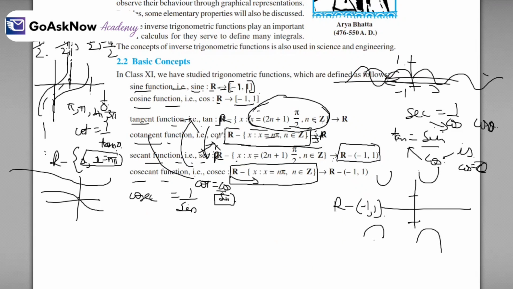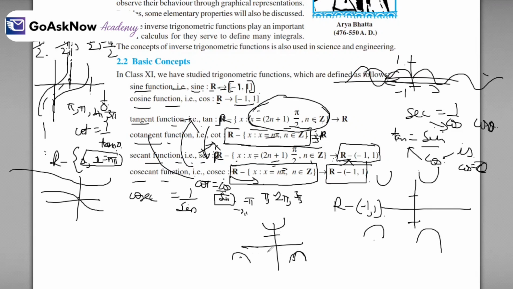So you can remember that the domain of cot and cosec is similar: R minus x, where x is nπ. The numbers like π, 2π, 3π, 4π, and -π, -2π, -3π are excluded from the domain of cosec. The range is similar to the sec function, R minus (-1, 1), because the graph of it is also like this. So you can get the points like this.